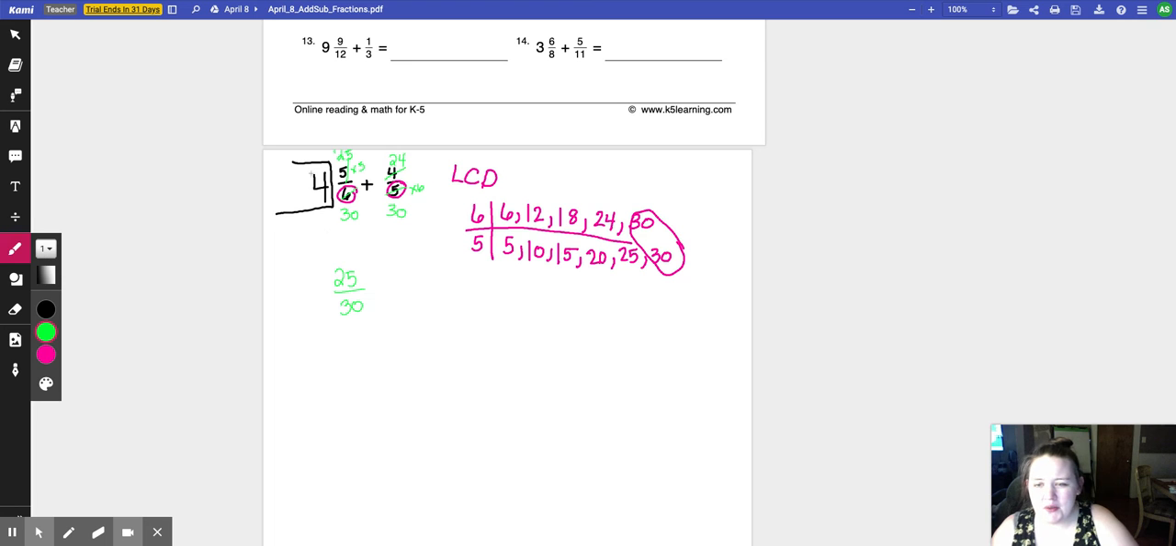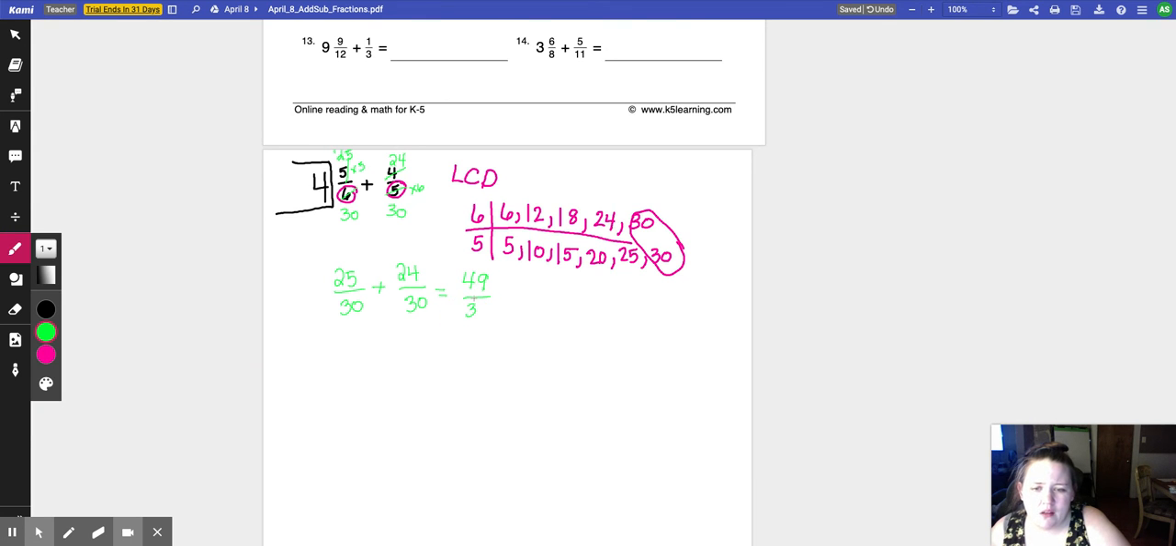Remember, I'm not going to worry about this whole number yet. Okay, so I have 25 over 30 plus 24 over 30. And now, because my denominators are the same, denominators are the bottom numbers, I'm just going to add across the top and keep my denominator. Well, 25 plus 24. I know 20 plus 20 is 40, and 5 plus 4 is 9, so that's 49.